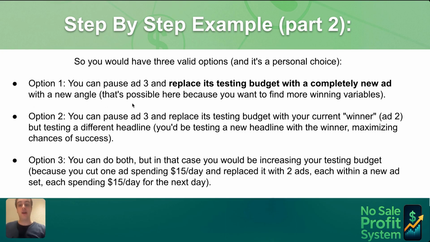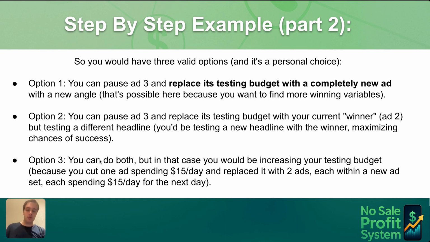Option two, you can pause ad three. You have to do it regardless because you already spent $30, didn't even get a call. So it's really past gate two already. You could even have paused this a little bit before. And you can replace its testing budget with your current winner, ad two, but testing a different headline. This is evolution scaling because you're grabbing your winner, even though your winner is not a profitable ad for 2 days, but it's at least the best ad. Maybe I wouldn't even call it a winner yet, but at least it's the better ad that you have between all the ads you tested, and you can test a different headline.